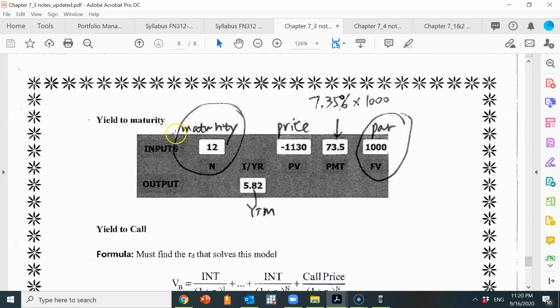First, let's solve for yield to maturity. We input N as our maturity date, 12. We input price as our current bond price, negative 1130, negative because this is something we're paying today. For payments, we input the coupon payments. So we use the coupon rate, 7.35%, multiplied by the par value, 1,000, so input 73.5. Future value, par value, 1,000. Compute for I, we have yield to maturity as 5.82. And we add back the percentage sign as the interest rate.